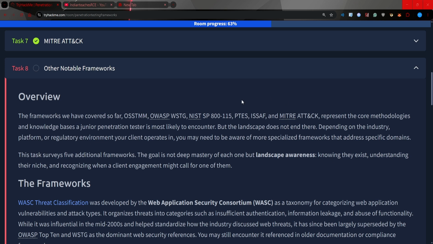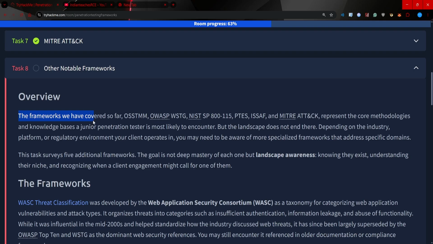Okay, so let's go with other notable frameworks. Overview: the frameworks we have covered so far, OSSTMM, OWASP, WSTG, NIST, PTES, ISSAF, and MITRE ATT&CK, represent the core methodologies and knowledge bases a junior penetration tester is most likely to encounter. But the landscape does not end here.